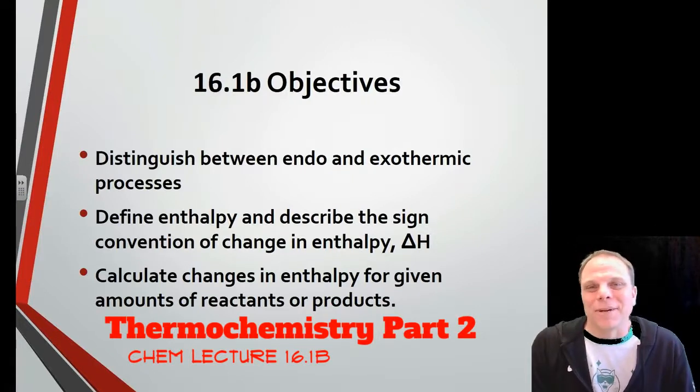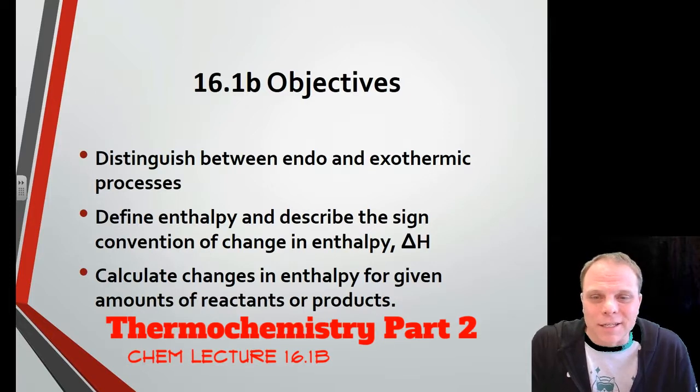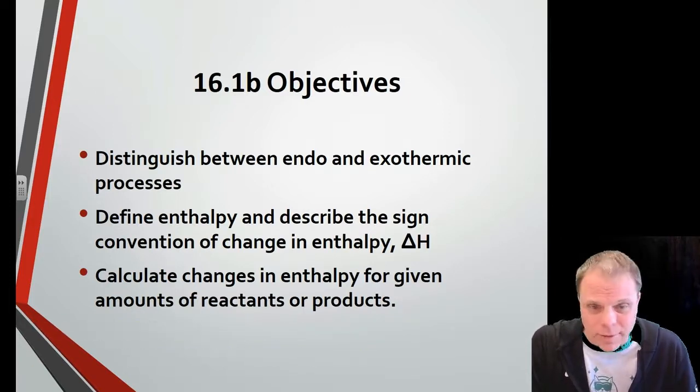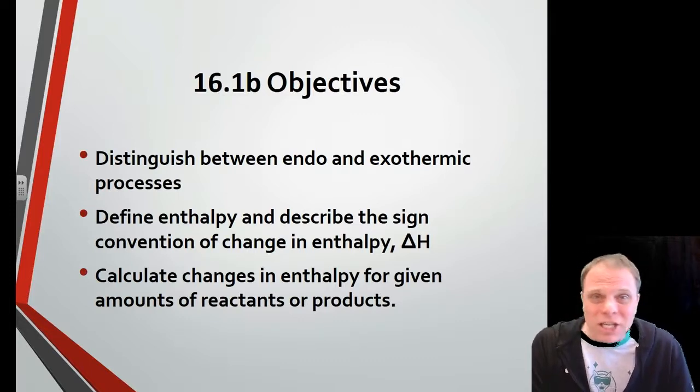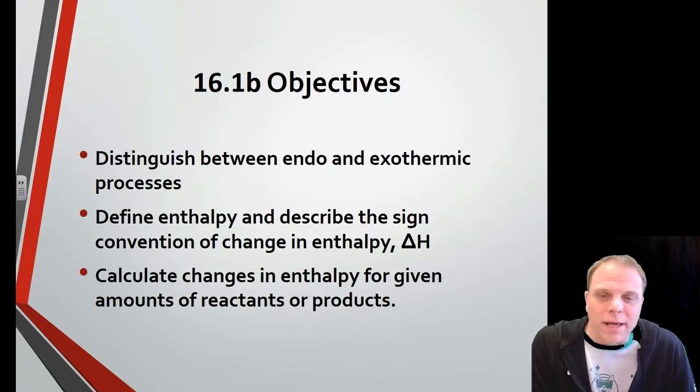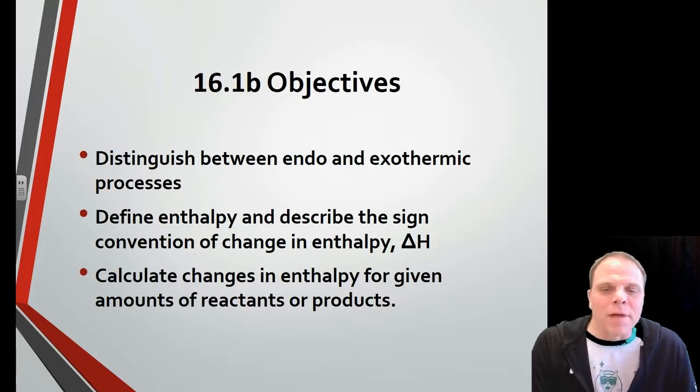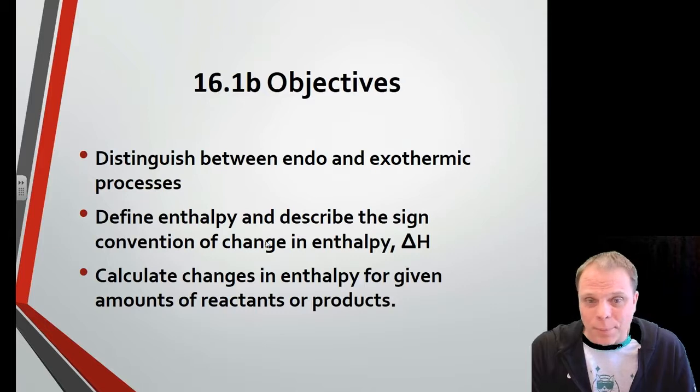Today we're still covering Chapter 16.1, but we're going a little bit more in depth. We're going to be talking about enthalpy. Our objectives here today are to distinguish between endothermic and exothermic processes, to define enthalpy, and describe it in terms of its energy change with regard to a sign, like the sign convention, whether it's positive or negative enthalpy. What does that mean? And then to calculate the changes in enthalpy for given amounts of reactants and products.